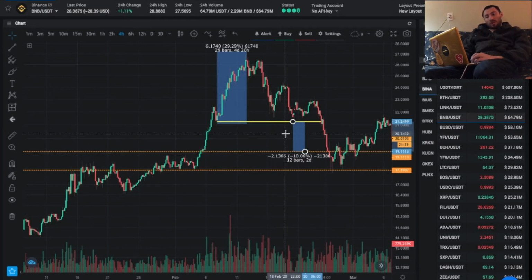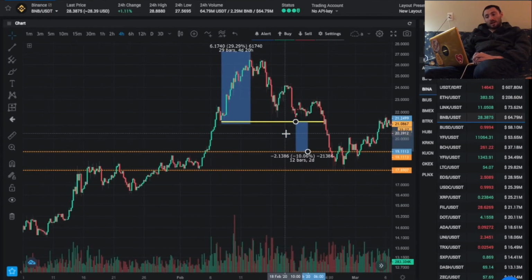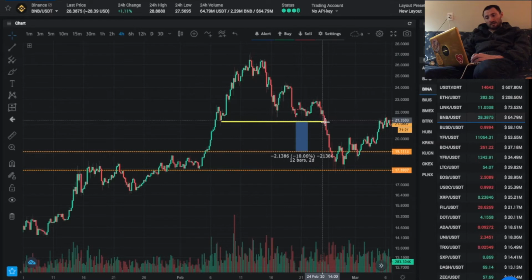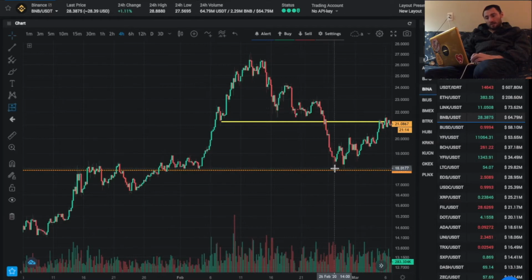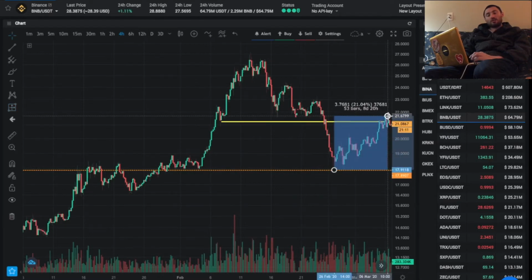So we can all agree that right here, this is where the real base is. Because look, it's already come back to this right here. So we'll say, okay, this base is now officially played out. And now, okay, it's not 30%. We've been getting 30% bases.